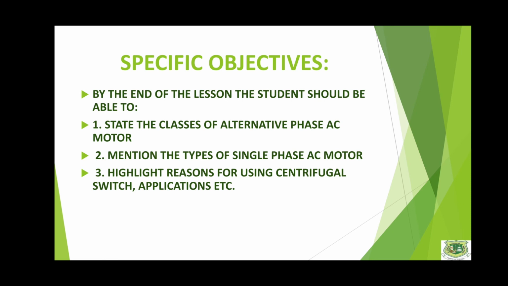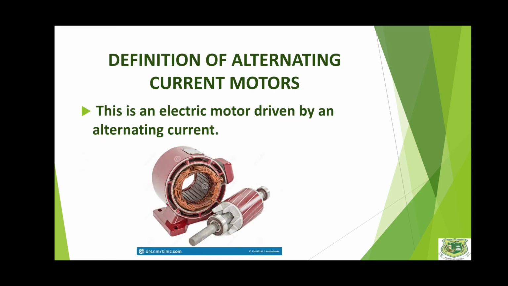Definition of alternating current motors. It's simply an electric motor driven by alternating current. As we can see in the picture below are the two major components of an AC motor. Firstly is the outer stator, and secondly is the inner rotor. These are the two major components of an AC motor.